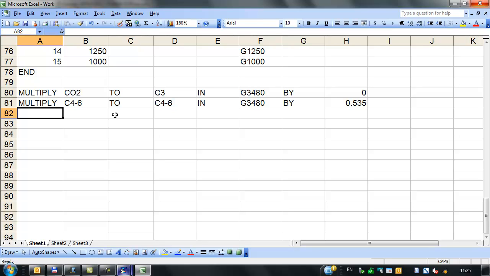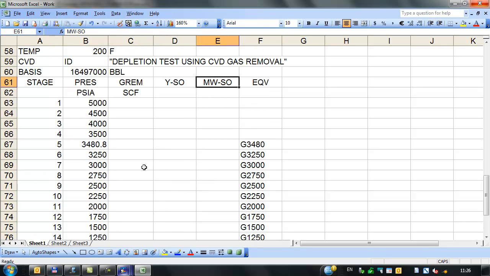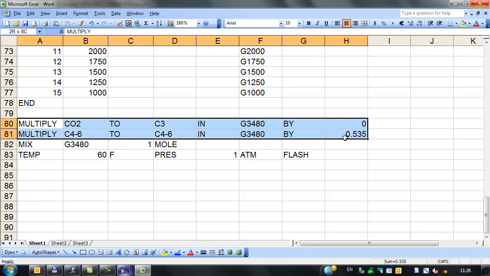Okay? So now if we just do mix G3480, it'll create 1 mole of that. It'll just normalize it. And then we can set up a temperature, 60 Fahrenheit, pressure, 1 atmosphere, and then just do a flash, that will give us its density from the equation of state of that mixture. And then we're going to have to hand pick that density to use together with the molecular weight here. So it's kind of cumbersome, but this is basically stripping out the gas components.